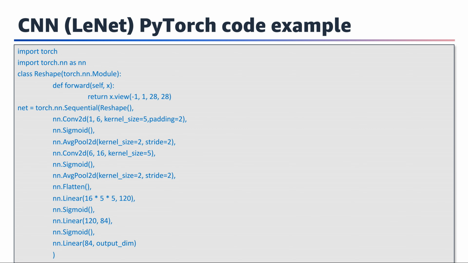First, you need to reshape input images to 28 by 28 pixels. Then, you construct the network exactly as discussed in the previous section with convolutional layers, pooling layers, and dense linear layers. Between the layers, you can see sigmoid activation functions.